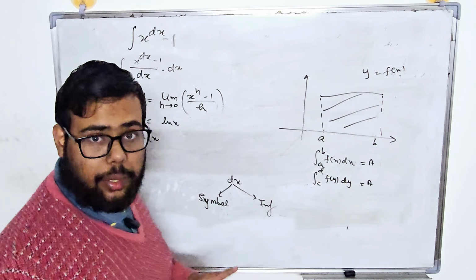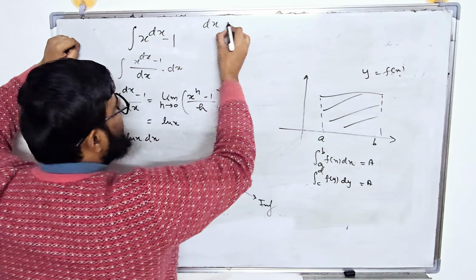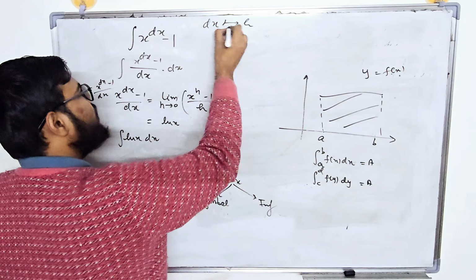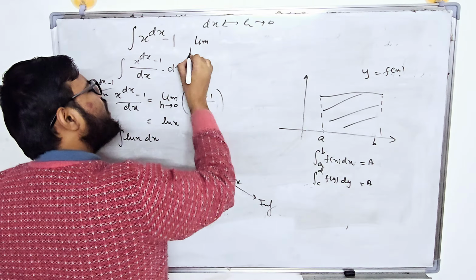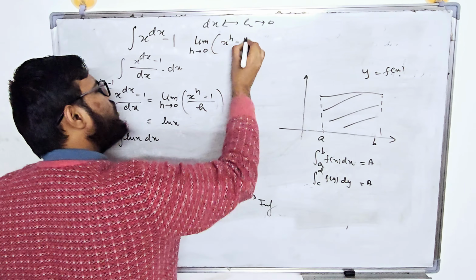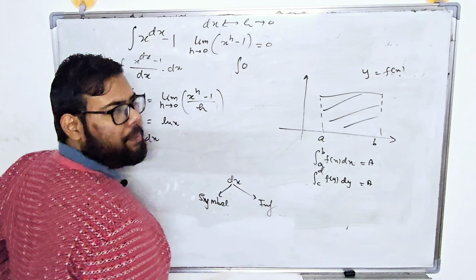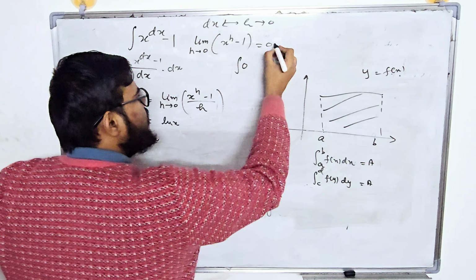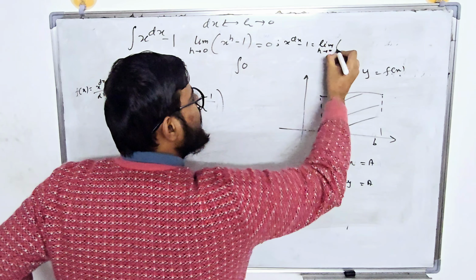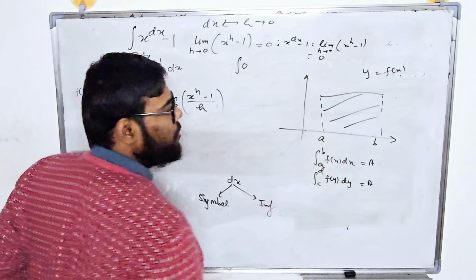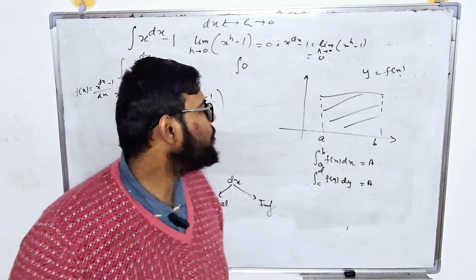But the claim is also that the dx over here and the dx over here are different. I don't agree with this, because if you are saying that we can set dx as h, which is equivalent to saying h tends towards 0, then I can say over here also that the limit as h tends towards 0 of x to the power h minus 1 is equal to 0. So it becomes the integral of 0. How? Because x to the power dx minus 1 is the same as the limit as h tends towards 0 of x to the power h minus 1, which is equal to 0. So again, the integral of 0 does not make any sense.